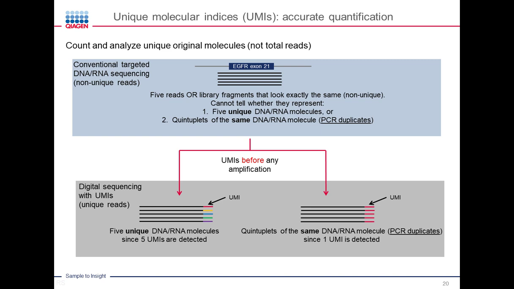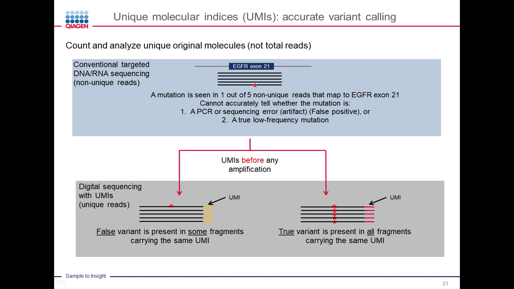So you're looking at PCR duplicates. What this allows you to do now is to achieve a higher level of quantification for these transcripts by incorporating unique molecular indices. And UMIs are also important for accurate variant calling, and I'll use a very similar example where we're looking at mutations across exon 21 of EGFR.